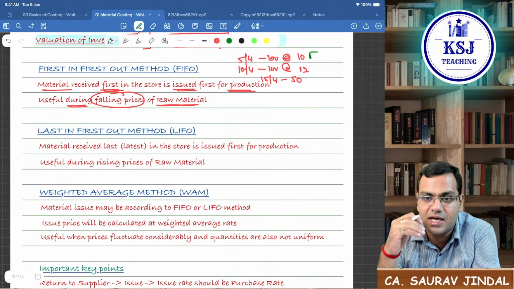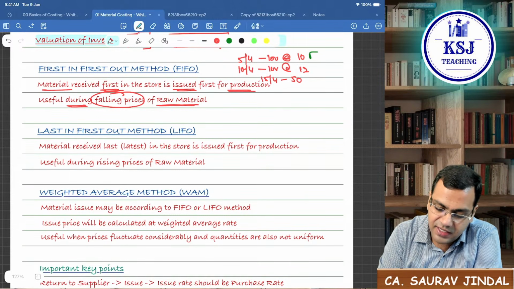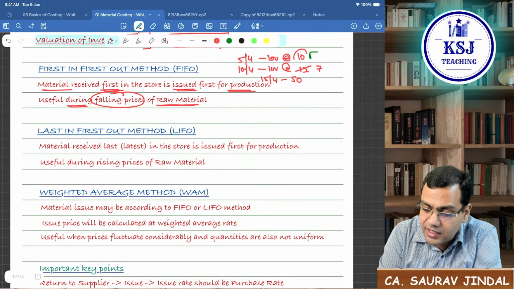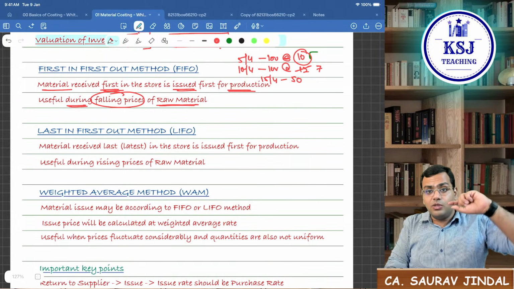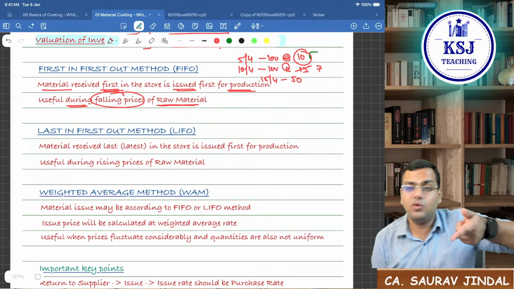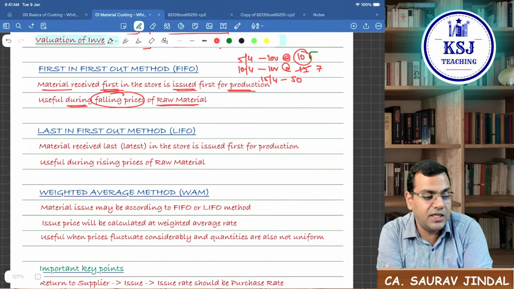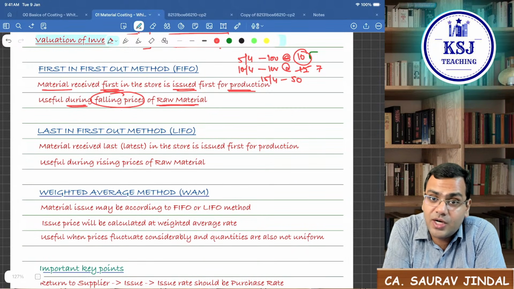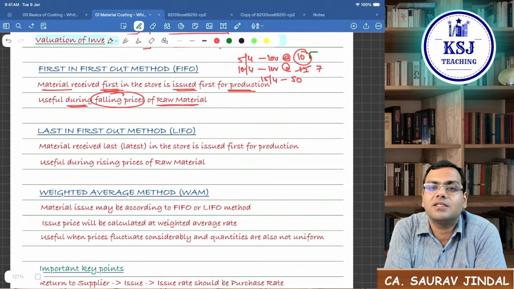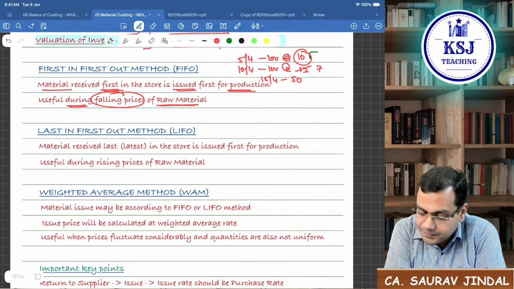If your prices are falling, here you are receiving, instead of 12, let's say 7 rupees. So value it at 10 rupees. If you value the issue at 10 rupees, then what will happen? That means you are taking more expenditure. More expenditure means lower profit. Lower profits means lower taxes, right?